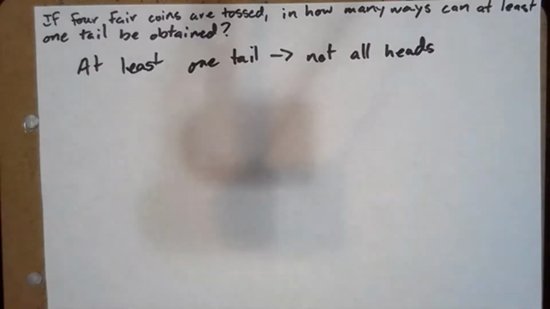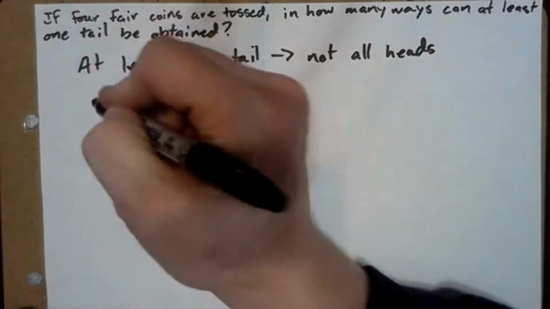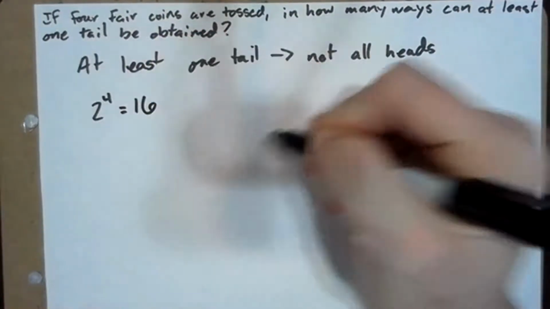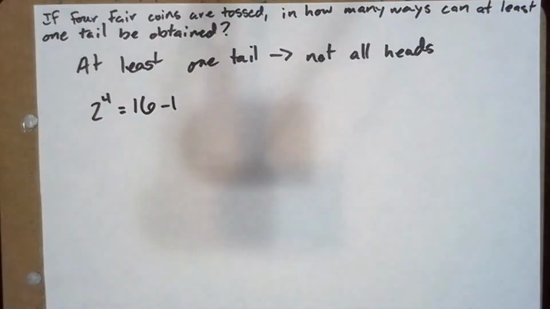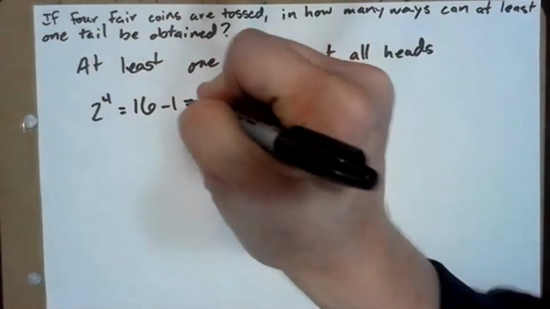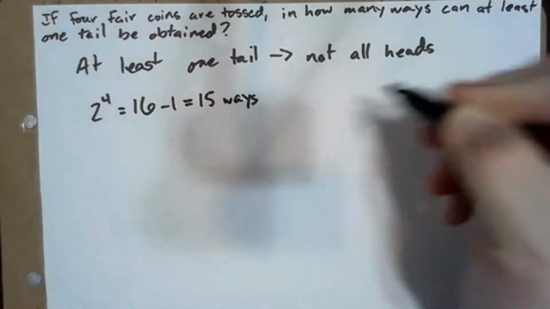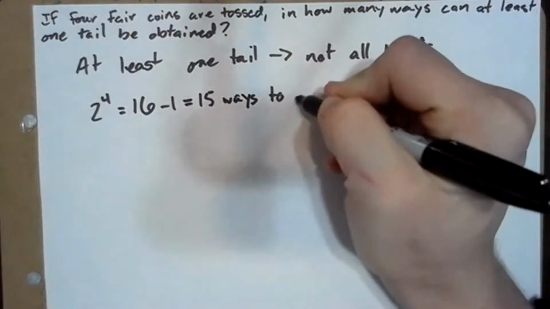So we need to figure out how many possible ways there are to flip 4 coins, and that's going to be 2 to the 4th, which is 16. And then we'll subtract 1, because that one accounts for our one case where there are 4 heads. So 15 ways to get at least one tail.